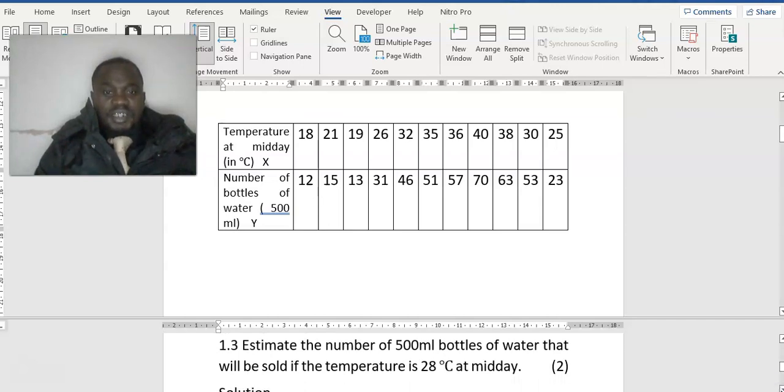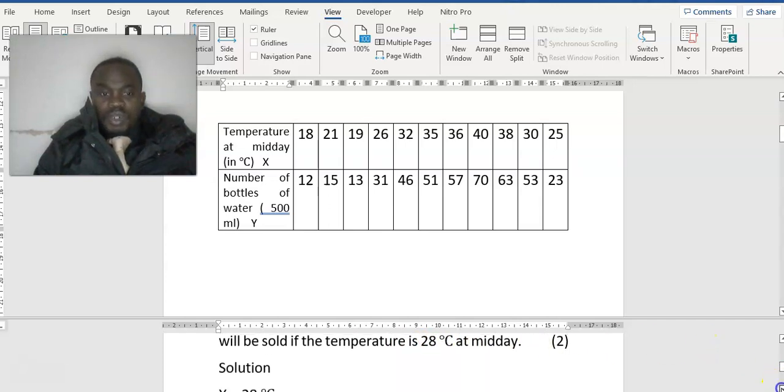The next question says, estimate the number of 500 milliliter bottles of water that will be sold if the temperature is 28 degrees Celsius at midday. So degrees Celsius, we are talking about temperature. Temperature is X. Then the number of bottles of water is Y. So they've given us X. It means they want us to find Y.